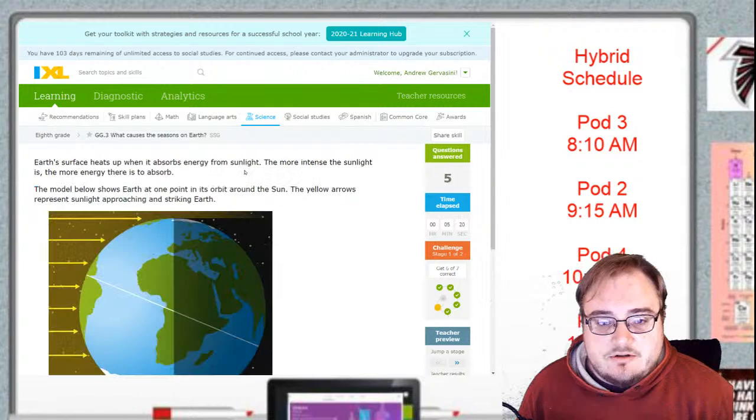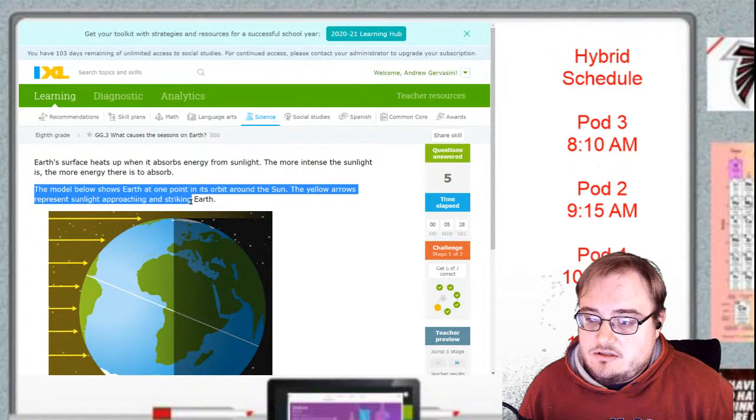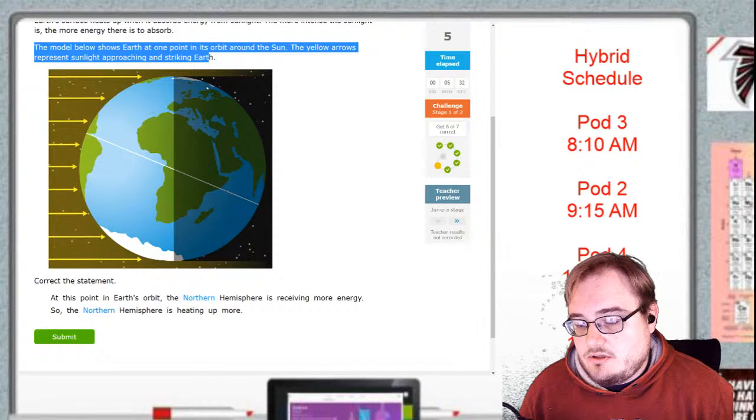Earth's surface heats up when it absorbs energy from sunlight. The more intense the sunlight is, the more energy there is to absorb. The model below shows Earth at one point in its orbit around the sun. The yellow arrows represent sunlight approaching and striking Earth. So now we're showing the Earth's tilt. Geographically, the Earth is slanted, tilted in its axis, whereas day and night still are perfectly vertical.